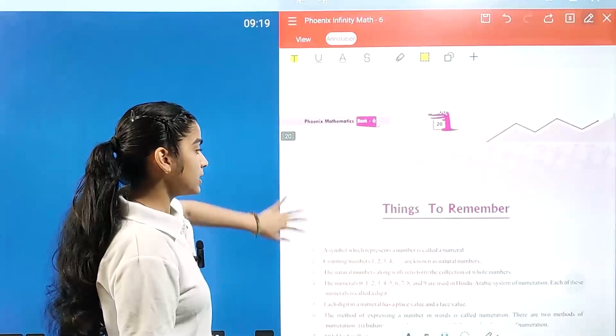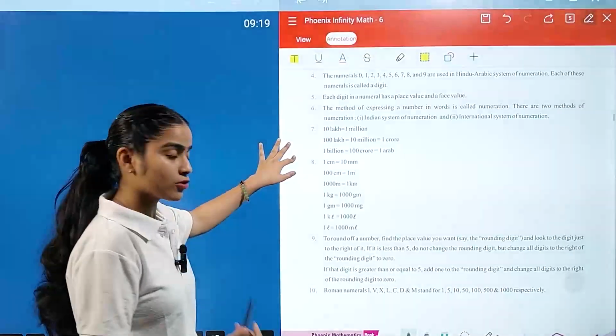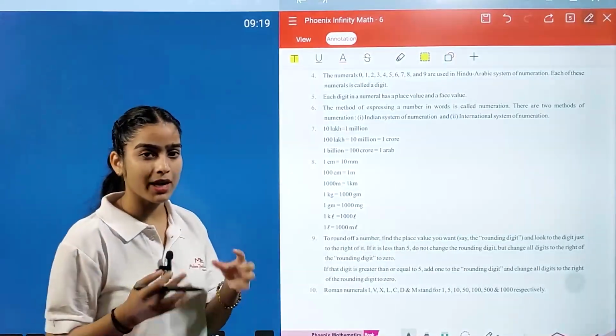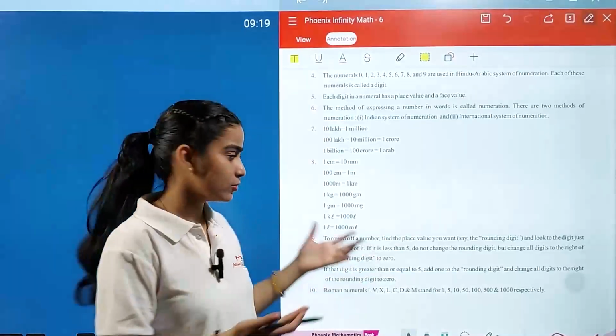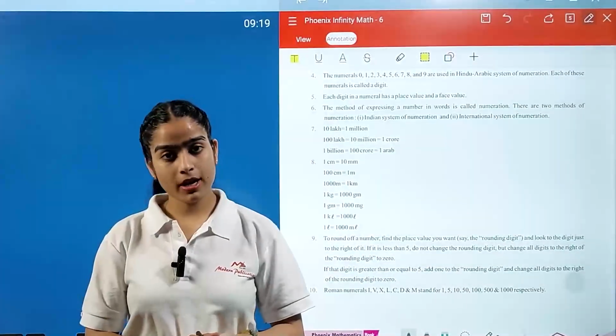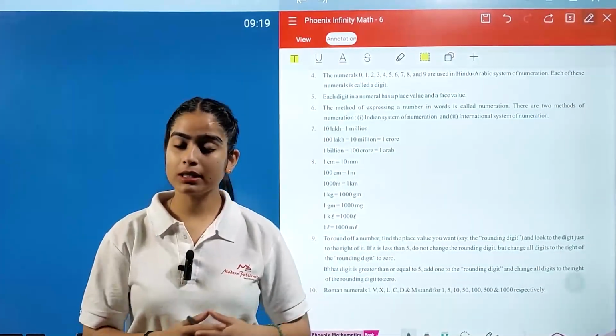These are the things you have to keep in your mind for solving your chapters. In case you forget any points, you have to recall these points and you can identify what concepts you learnt in this chapter.